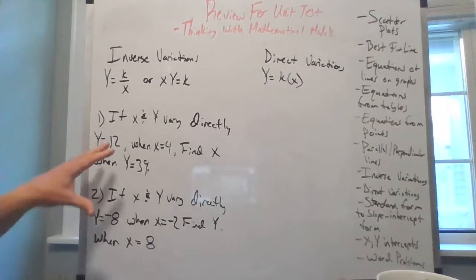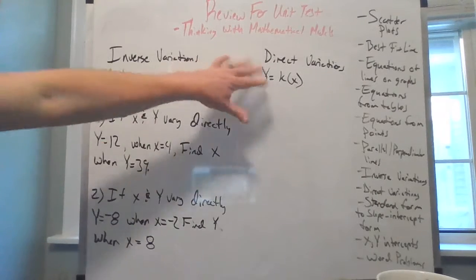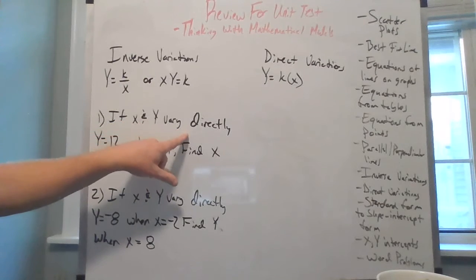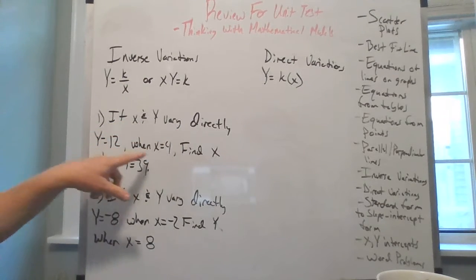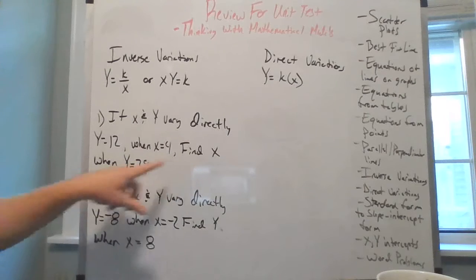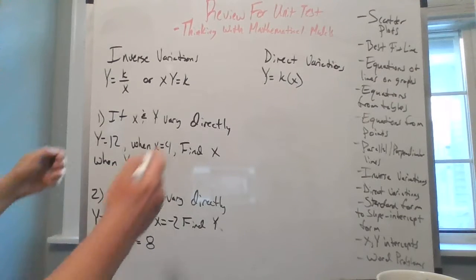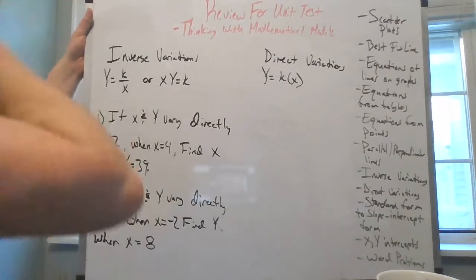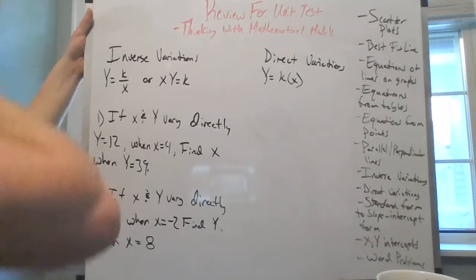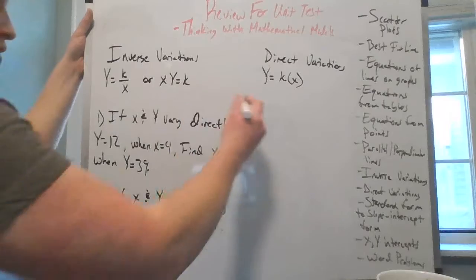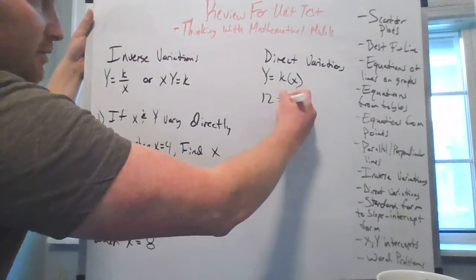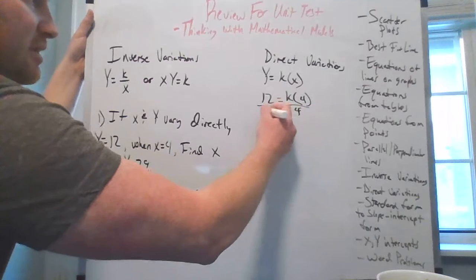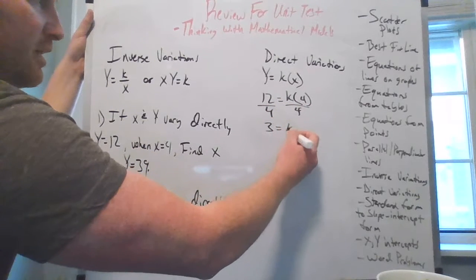I got a couple new questions, and this directly goes with direct variations. My first question says if x and y vary directly, y equals 12 when x equals 4, find x when y equals 39. Let's first find out what that constant is. Remember, this is a linear equation right now because we were doing the constant with no y-intercept. So y is 12 is equal to k times x is 4. It's as simple as this, solve for k, so 3 equals k.